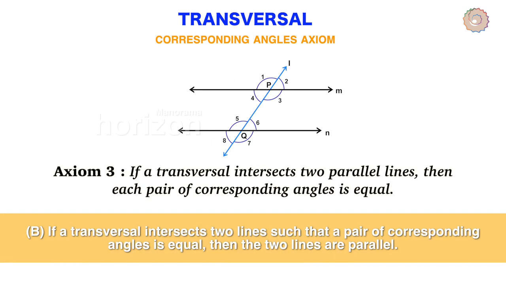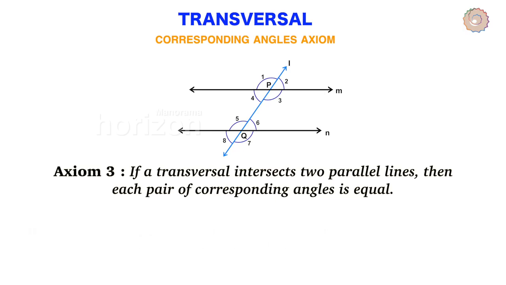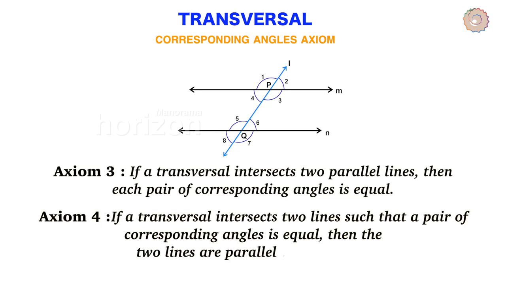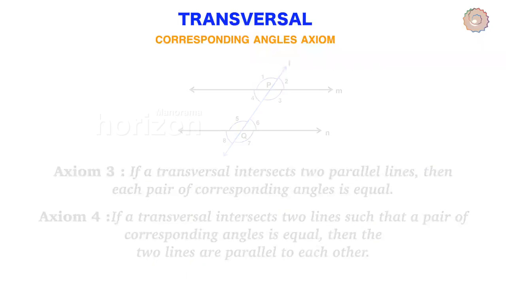So the converse statement is also true. That is, we can write it as an axiom, which is, if a transversal intersects two lines such that a pair of corresponding angles is equal, then the two lines are parallel to each other. Let's work out a problem.